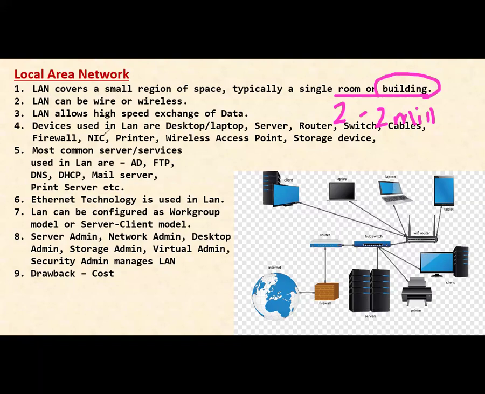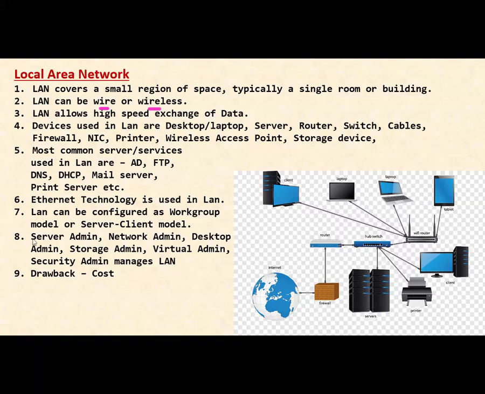Clear? Now, how do we connect all these devices, hundreds and thousands of devices? Again, we can connect by using a wire or by using wireless. But like I said before, the majority of networks across the globe, 85 to 90 or maybe more than 90% of local area networks in all the companies, are connected by using cables. Physical cables will be there.